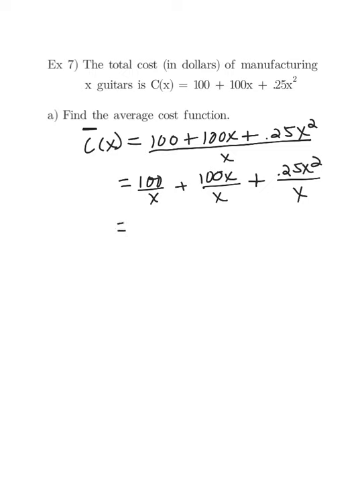So the first term does not simplify. It will stay 100 over x. The second term simplifies to be just 100, and the third term simplifies to be 0.25 x to the first. So this now is our average cost function. And that's all they ask us to do on A, is just find the function. So we are done with part A.